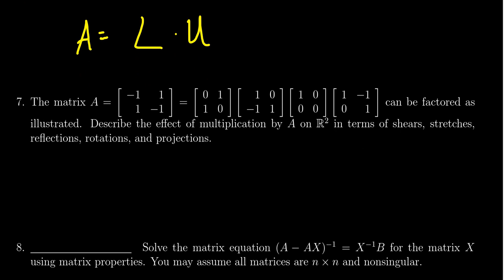Question number seven is going to be very similar to these ones as well. In question number seven, you'll be given the factorization into elementary matrices for the most part. You'll be given a factorization of A, which will be a 2x2 matrix. And then you're asked to describe what are the geometric consequences. What is the effect geometrically of these matrices? So what does A do to the plane?